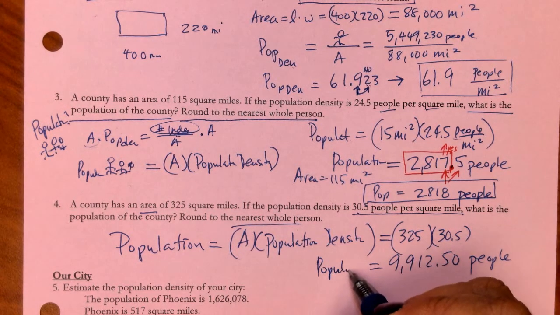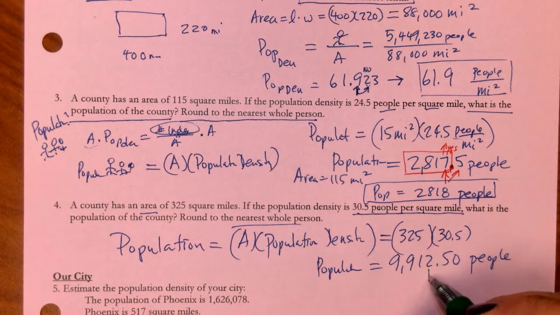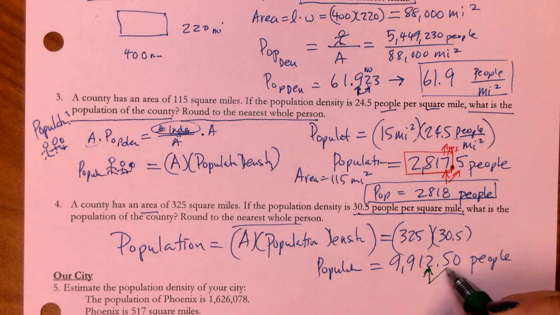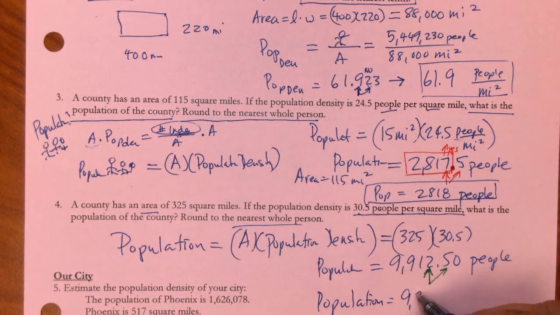Let me write population here, and let's round again. We know that we have to look at this number to decide. I'm going to give you 10 seconds to tell me if that's going to be 9,912 or 9,913. All right, what did you guess? Hopefully it wasn't a guess, and you should get 9,912.5. So this is a yes, we are increasing it. So it's 9,913 people.